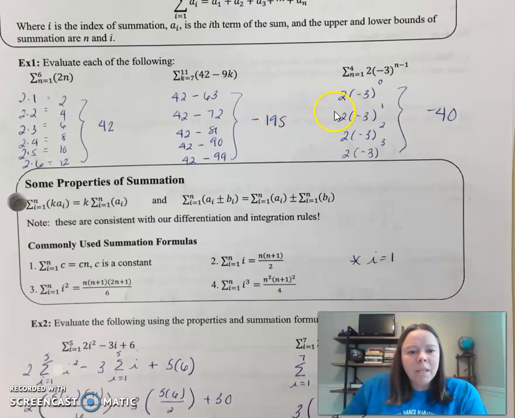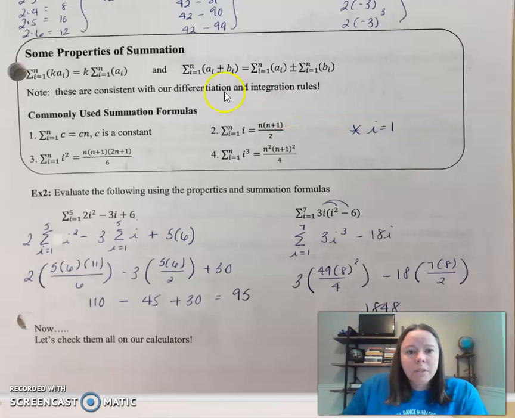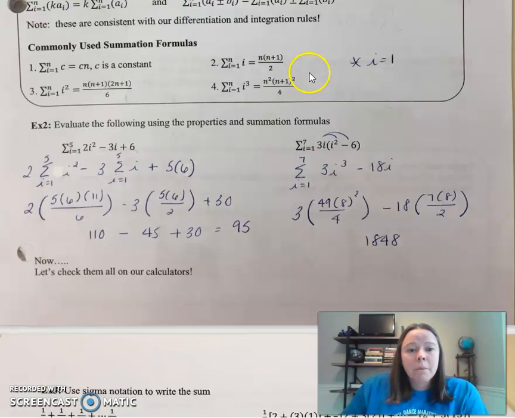Okay. Now, there are some properties of summations that you might remember. If you have a constant or a scalar, you can move that out in front. If you've got two functions being added or subtracted, you can break the summation up, just like with differentiation and integration. But here's the nice thing. Here we've got some nice formulas, but you have to make sure it starts at 1. In order to use these formulas, you need to make sure i is 1.